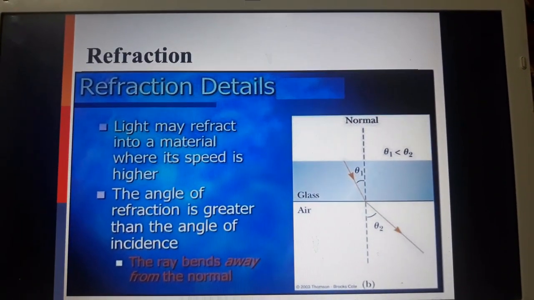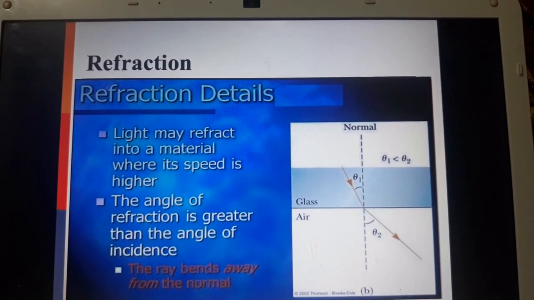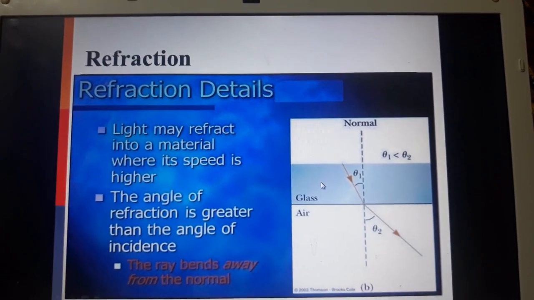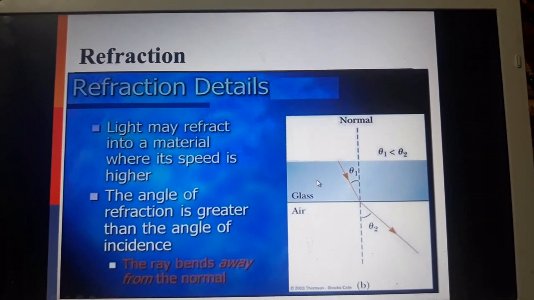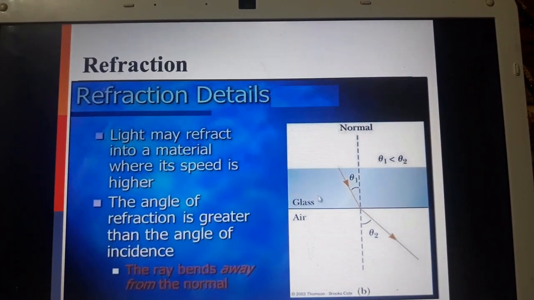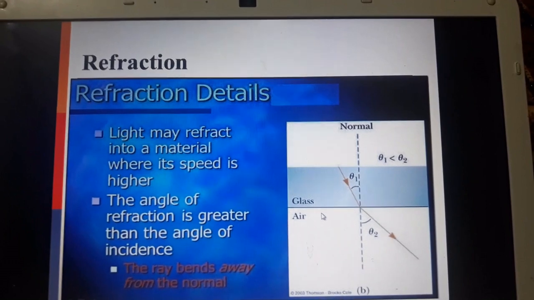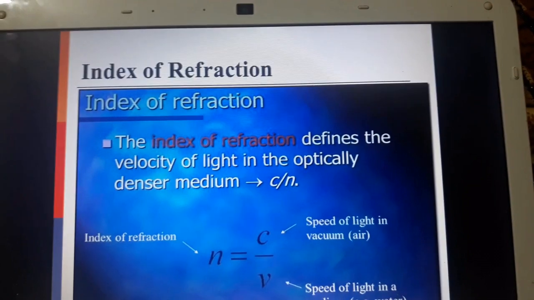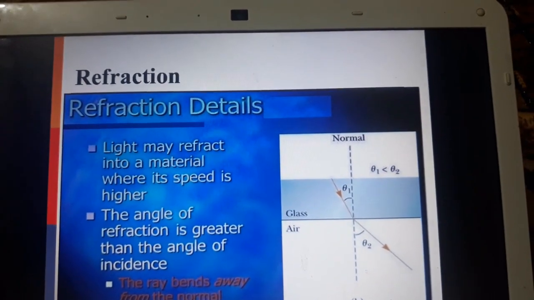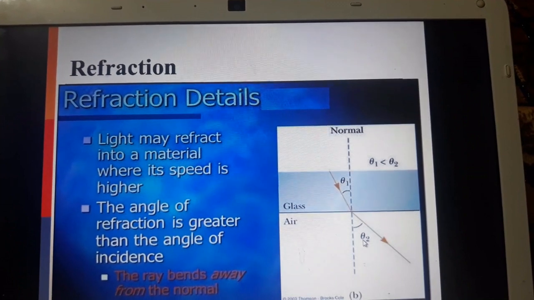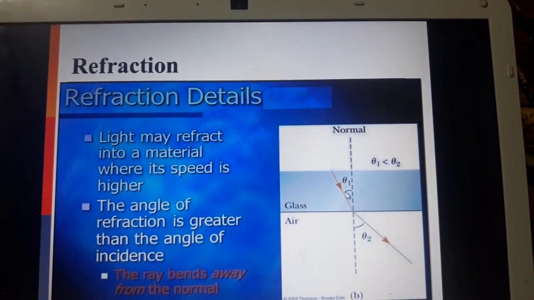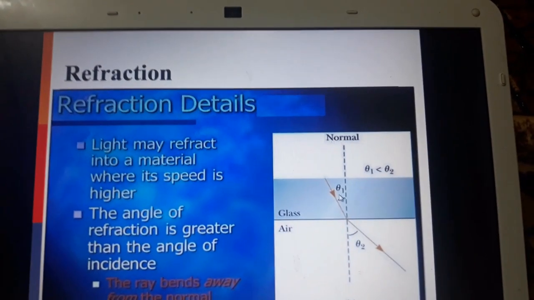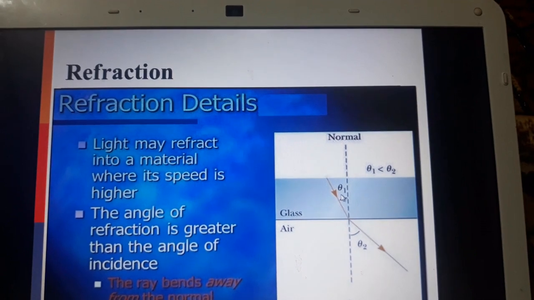Now the incident ray in glass. In glass, you know the speed of the light is smaller than the speed in air. That results in the refracted angle being bigger than the incident angle, or you can say the incident angle is smaller than the refracted angle.